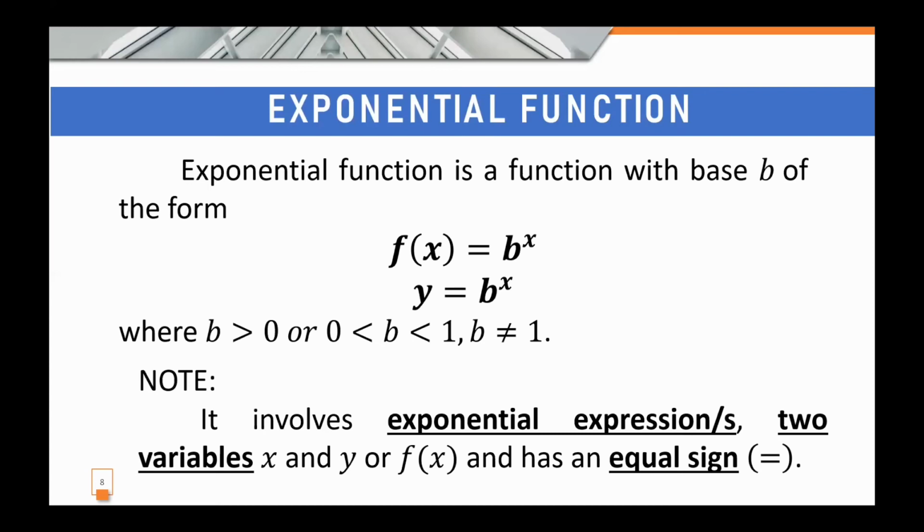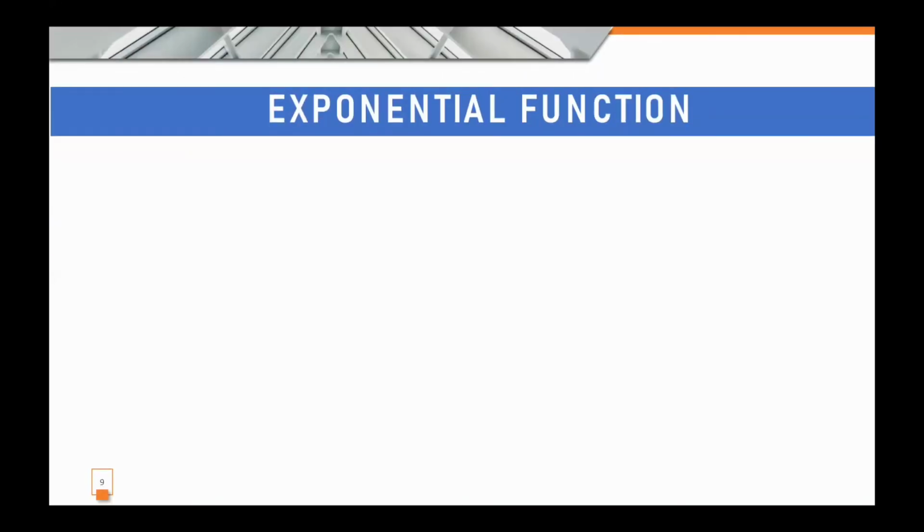There are two variables, x and y, or y can be equal to f of x. It has also an equal sign. Examples of exponential function. We have here y equals 3 raised to x plus 1. We have here the exponential expression, 3 raised to the quantity x plus 1. The base here is 3, which is greater than 0. There are two variables, x and y, and there is an equal sign.